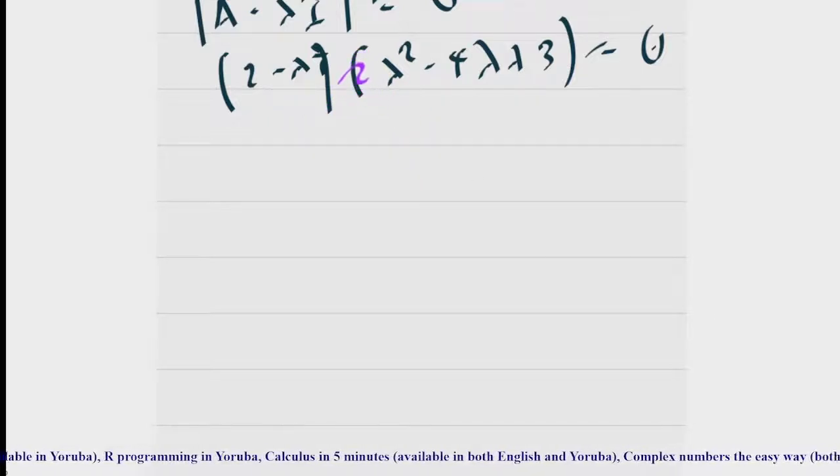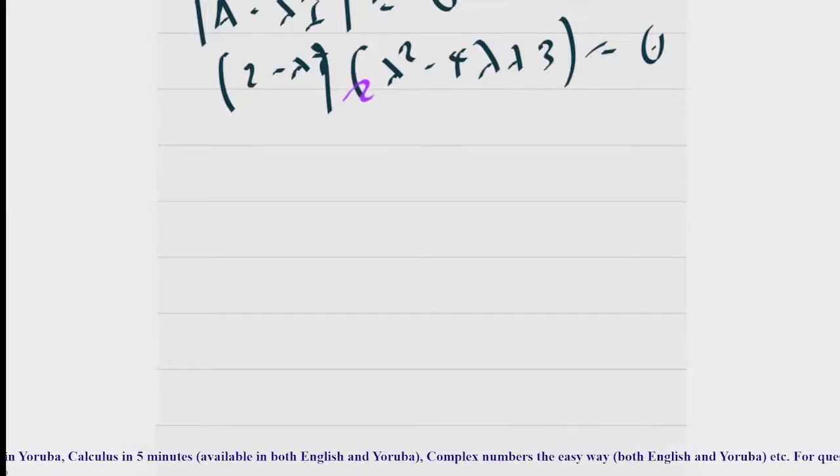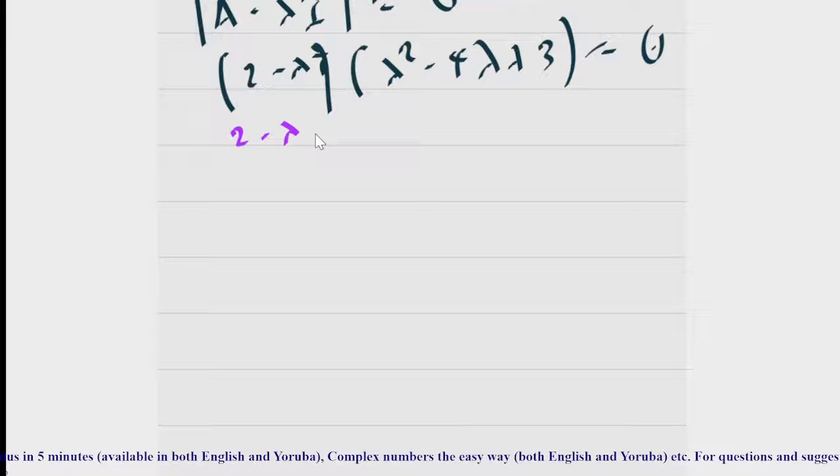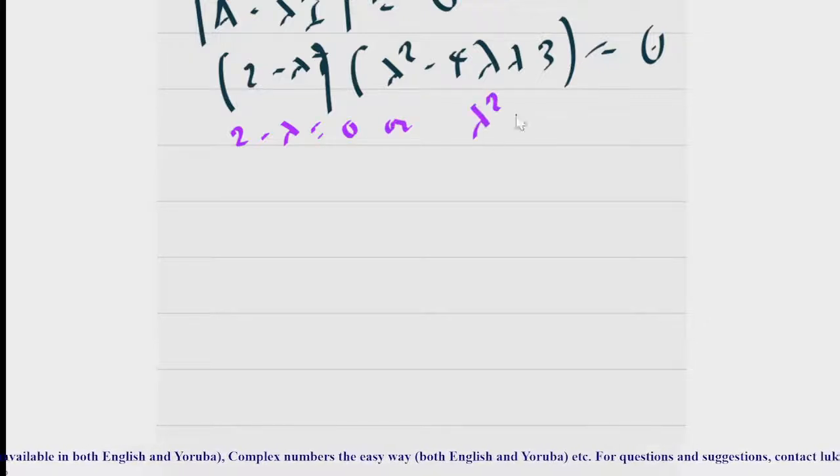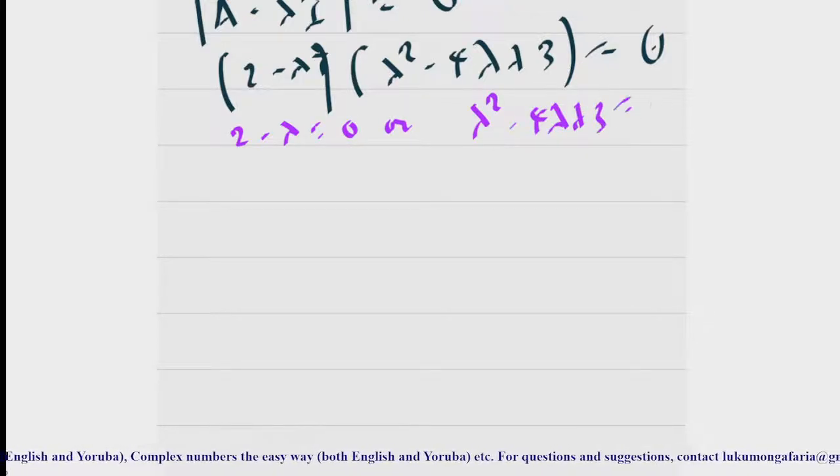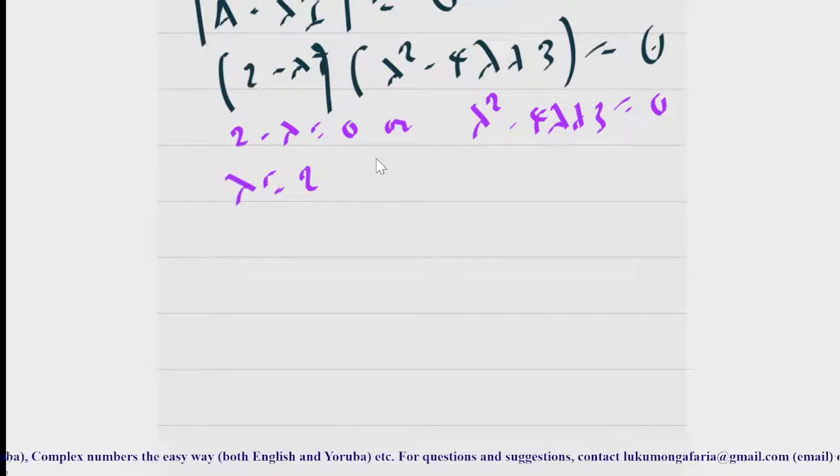Remember what I told you: if the product of two expressions is 0, it means either one of them is 0. Then you say 2 minus lambda is equal to 0, or lambda squared minus 4 lambda plus 3 is equal to 0. From here, I can say that my lambda is equal to 2.